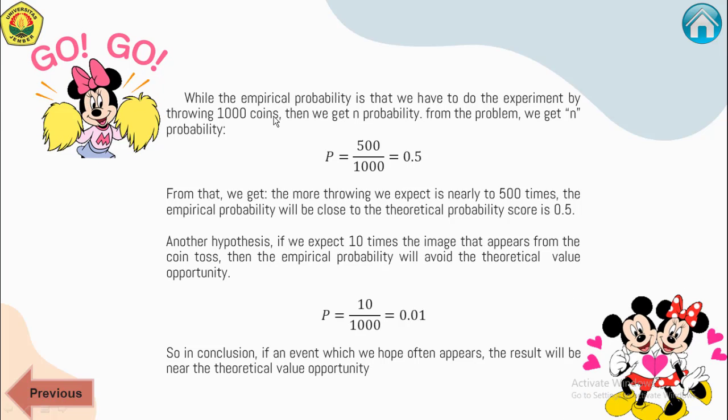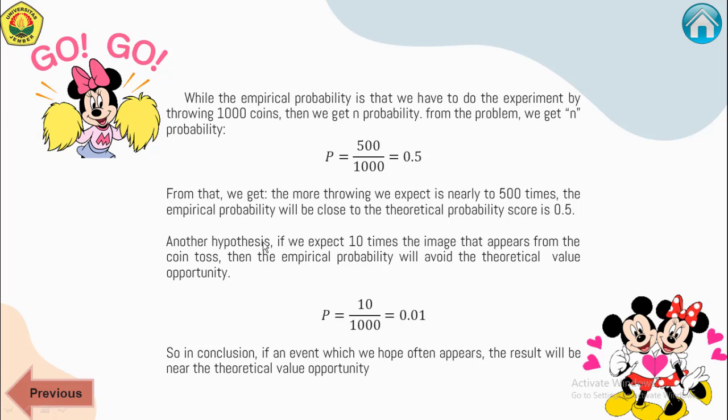While the empirical probability is that we have to do the experiment by throwing 1,000 coins, then we get the probability. From the problem, P is 500 divided by 1,000, which is 0.5. From that, we get that the more throwing we do, we expect nearly 500. The empirical probability will be close to the theoretical probability score of 0.5.